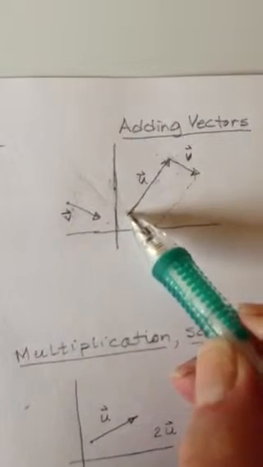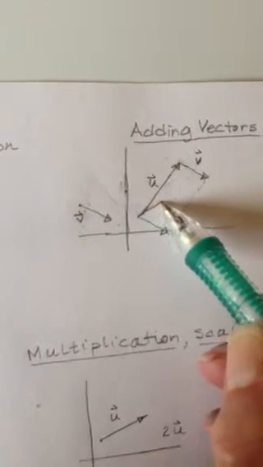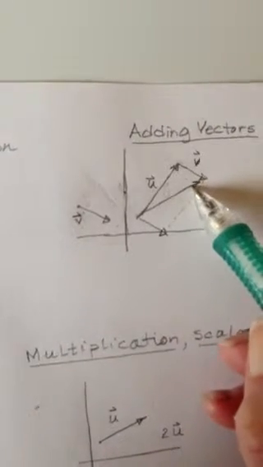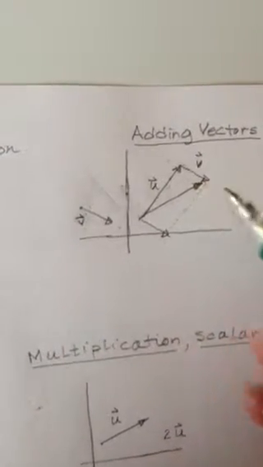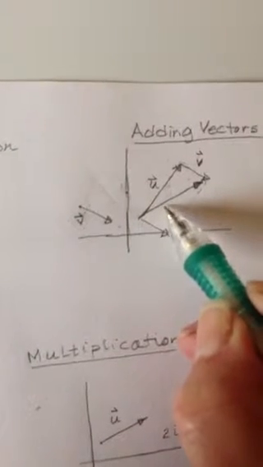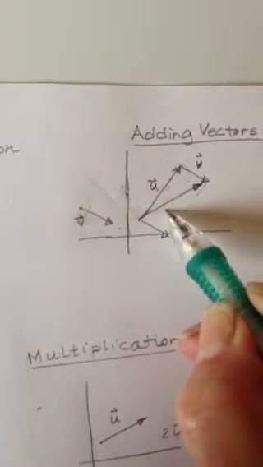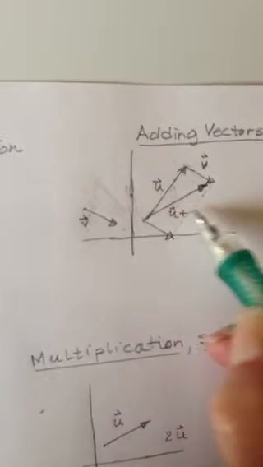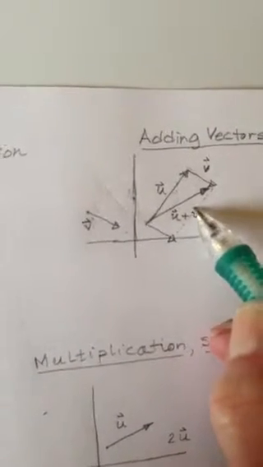The magnitude of the sum is the diagonal line, which becomes u plus v.